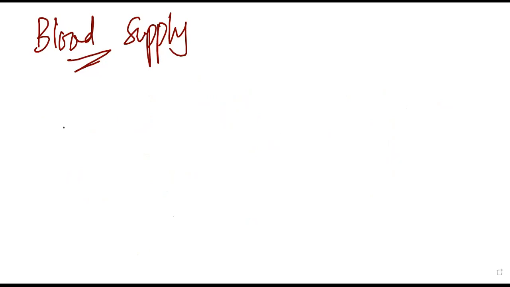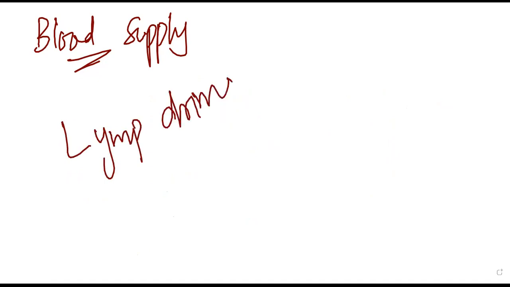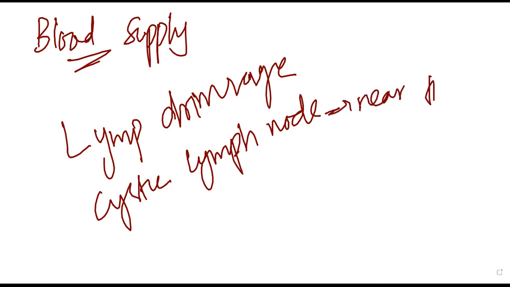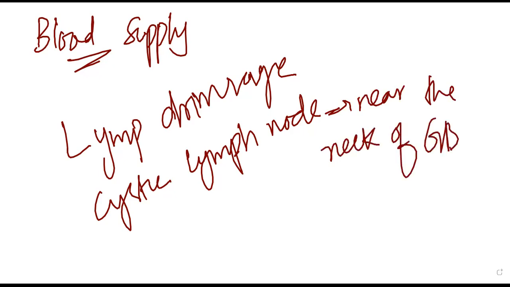Comes to the lymph drainage. So the lymph drains into a cystic lymph node. And the cystic lymph node is situated near the neck of the gallbladder.